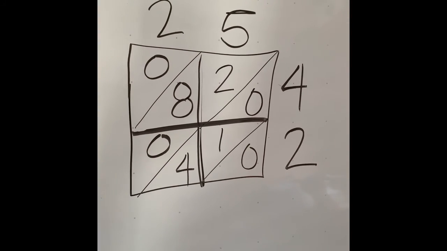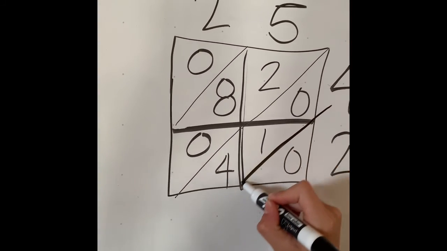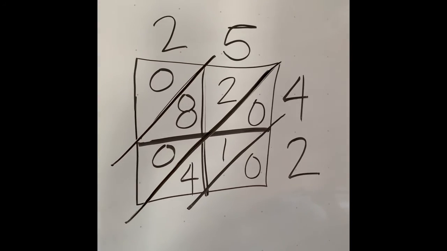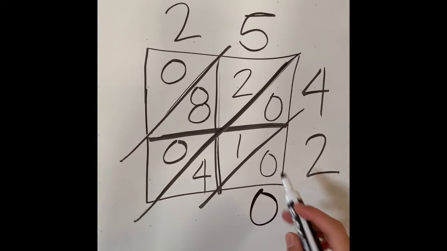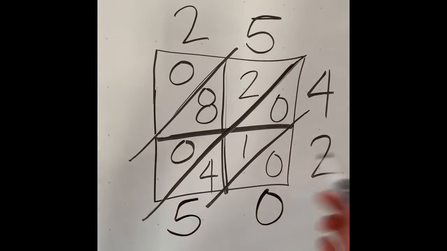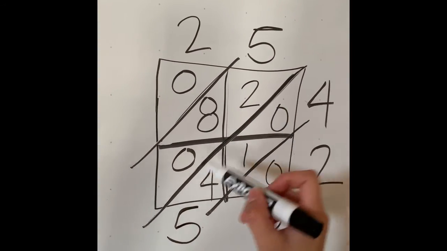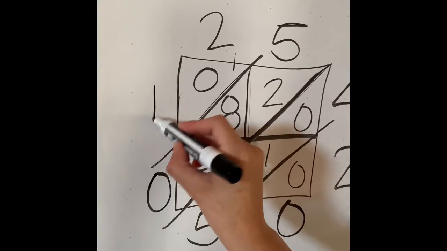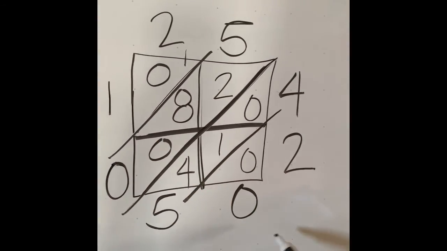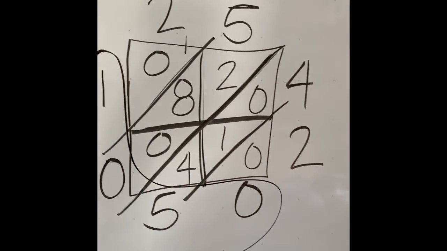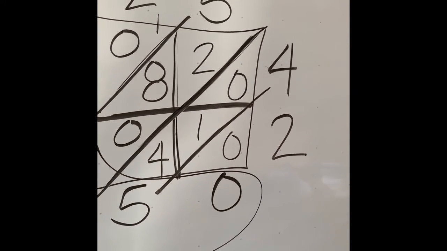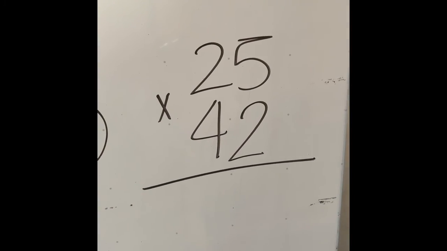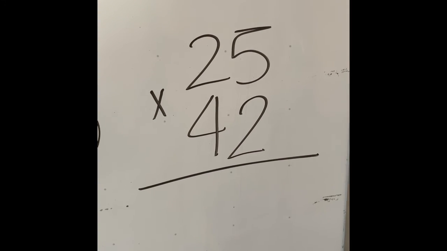So once your problem is looking like this, what I like to do is just extend the lines like so, and then begin to add. So 0, 0, 4 plus 1 is 5 because the zeros didn't really count. So 8 plus 2 is 10. So I put my 0 here and I carry my 1 over here. 0 plus 1, it would just be 1. And these numbers right here are my product, my answer. So 25 times 42 is 1050.